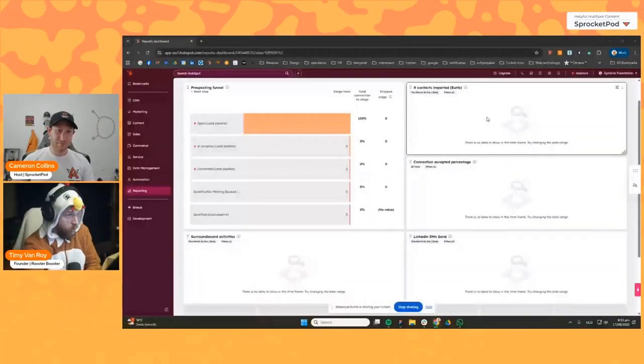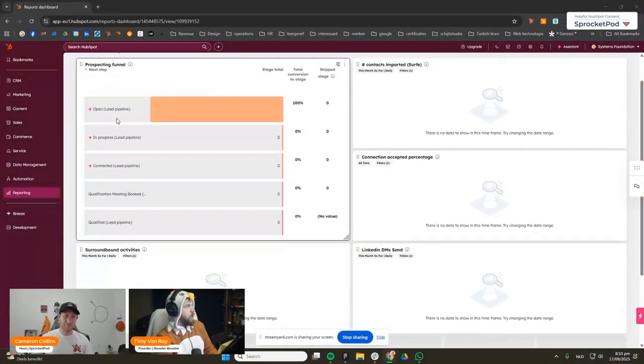All right. Since we're talking about surround bound, I have a surround bound dashboard that goes everywhere. Basically, it's one, what's the prospecting funnel? So we've got open, in progress, connected, diagnosed, and then qualified. Basically, I want to see, okay, how is my top of funnel looking?